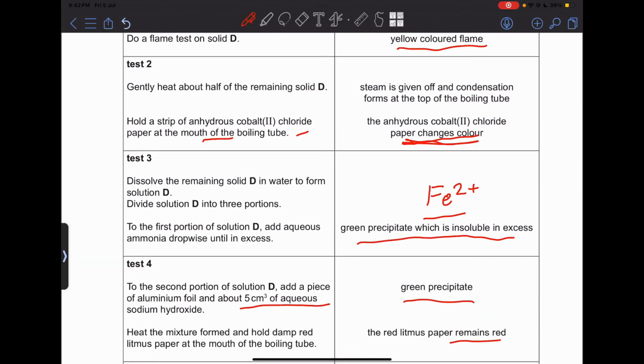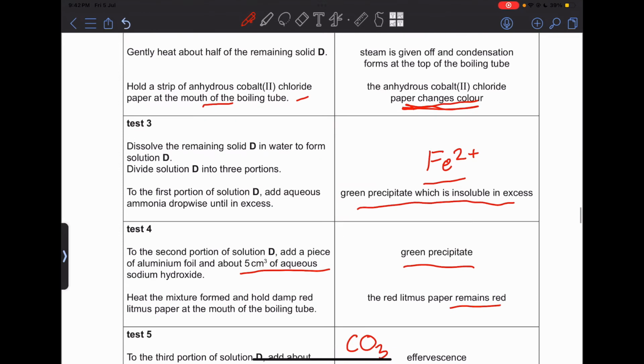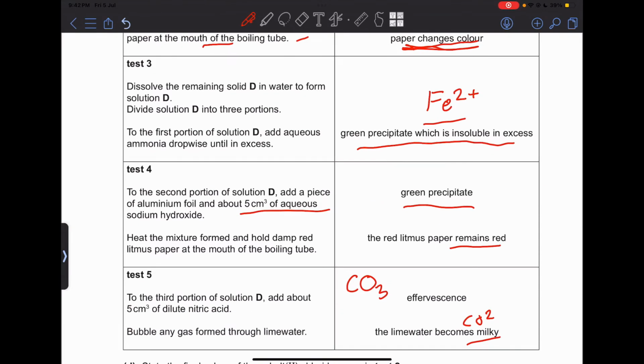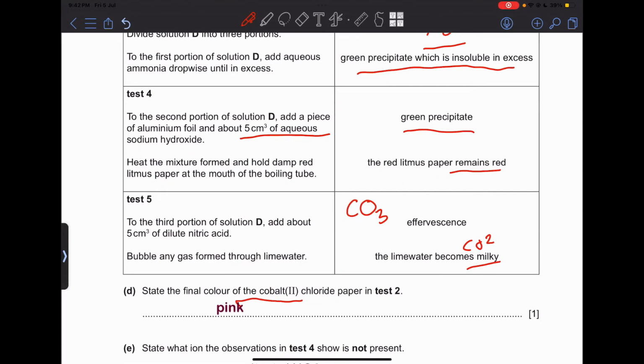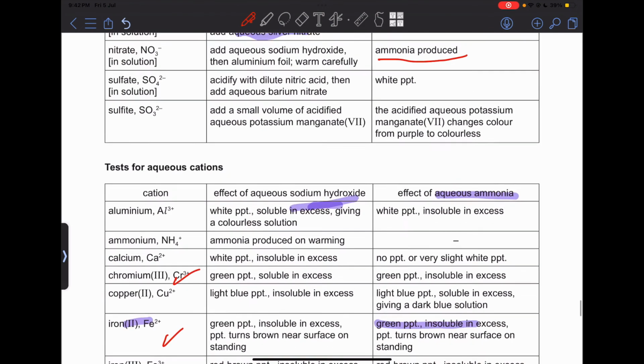Now dissolve the remaining solid D in water to form solution D. Divide solution D into 3 portions, and I add aqueous ammonia dropwise until in excess it formed green precipitate, which is insoluble in excess. This is actually iron 2 plus, so make sure to write down the 2 plus because there is iron 3 plus as well. To the second portion of solution D, add a piece of aluminum foil and about 5 centimeter cubed of aqueous sodium hydroxide. So this actually sounds like the test for nitrate over here.